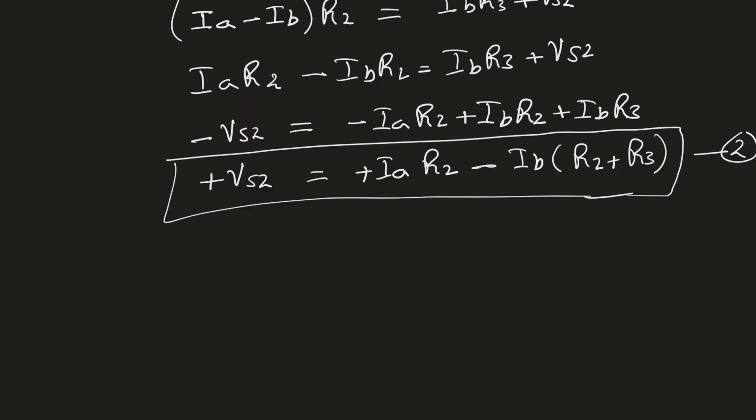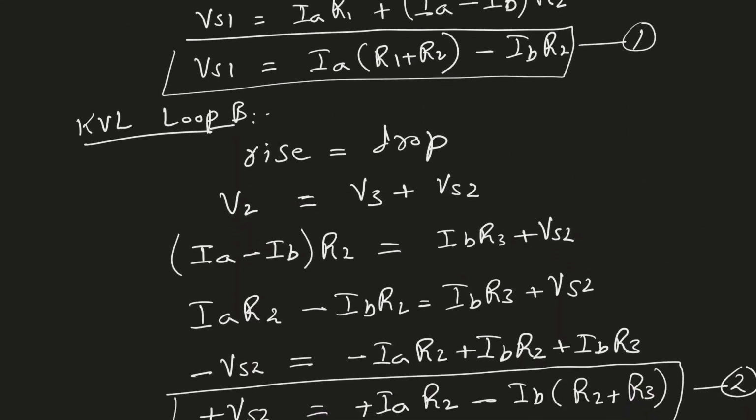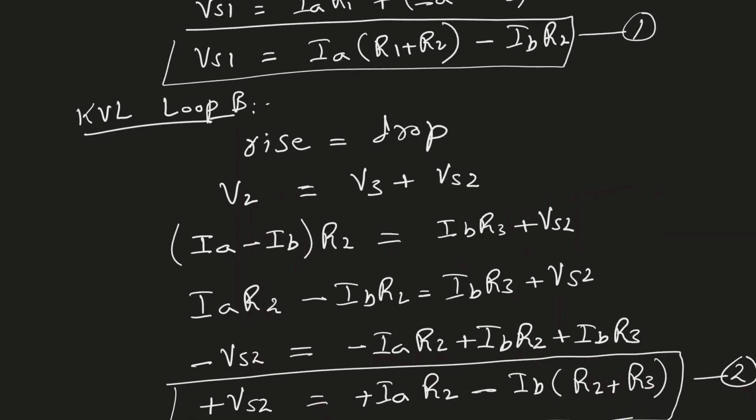Now the next task is to find the two currents. I'm sure you might have done this before when you have two equations. For example, these are my two equations. If you have two equations and two unknowns, then you can easily solve it. We can get the value of one unknown from one equation and put it in the other equation, and that will allow us to find both IA and IB.